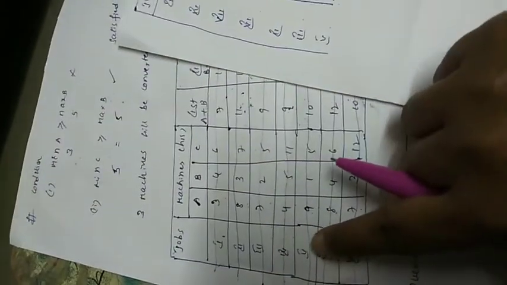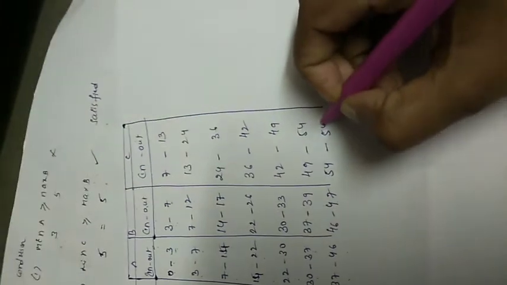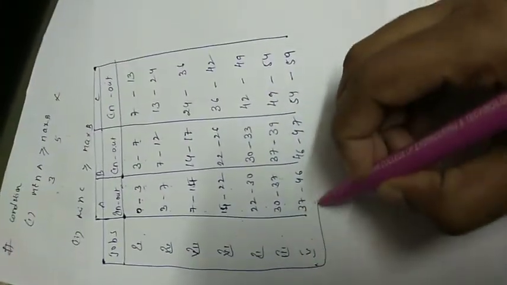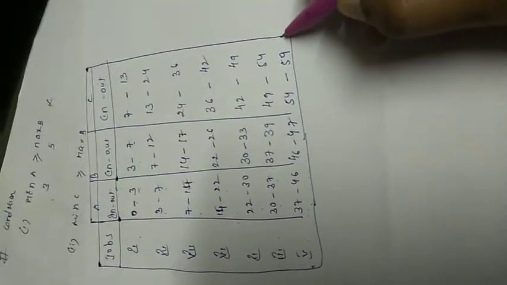Fifth job for C mission is 5. 54 plus 5 is 59. This is our sequencing table.